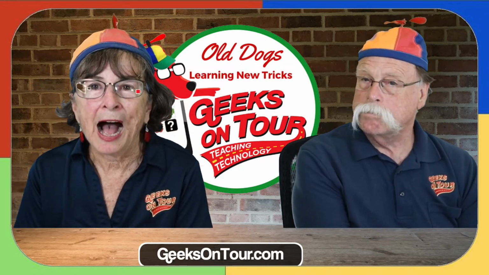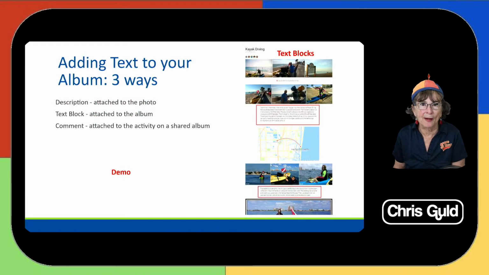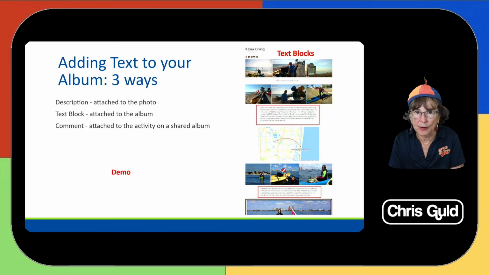I do have two other things, and these last two are somewhat advanced. I wanted to keep this show basic, but there are three ways to add text to your album. If you add a description to a photo, that stays with the photo wherever you are, and if you're viewing the photo, you can see the description, kind of like a caption. The text block shows up when you're looking at the overall album. And comments can be seen if you're looking at a shared album where people are allowed to comment.